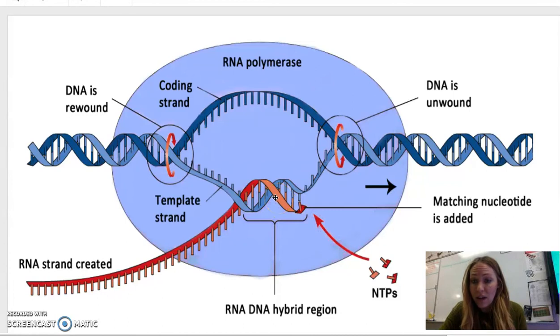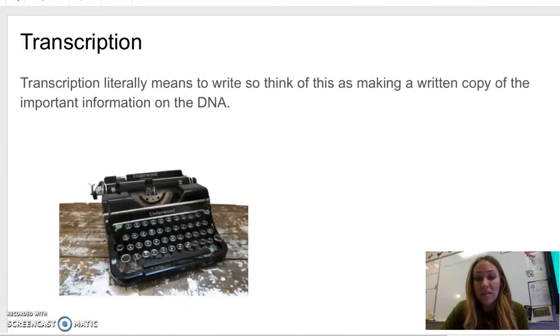And in doing that, it makes an exact complementary copy of that DNA, which can now leave the nucleus, travel through the cytoplasm, and find a ribosome. If you remember from our unit on organelles, a ribosome is where proteins are made, and proteins make you. So it's really important that it's able to do that and make that copy. This process is called transcription. Transcription literally means to write.